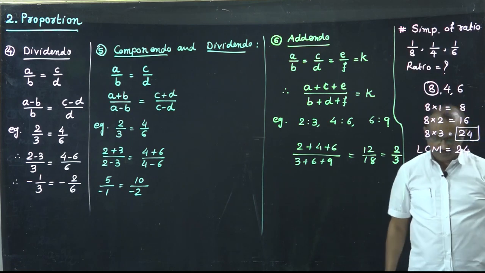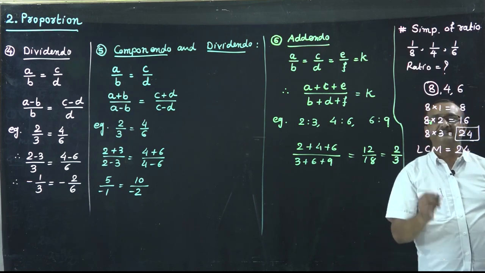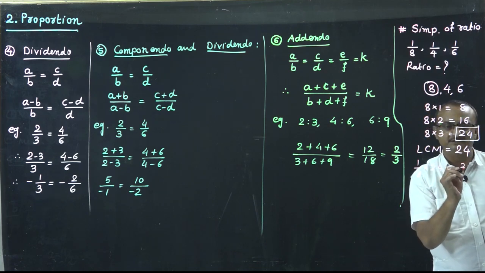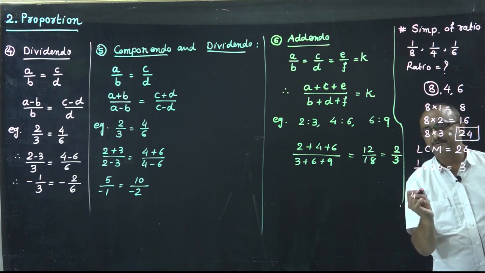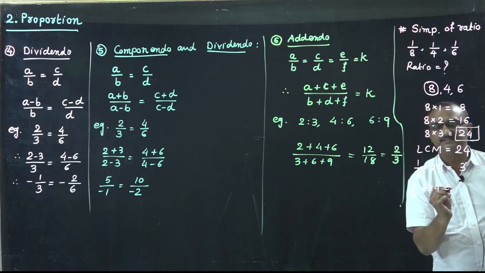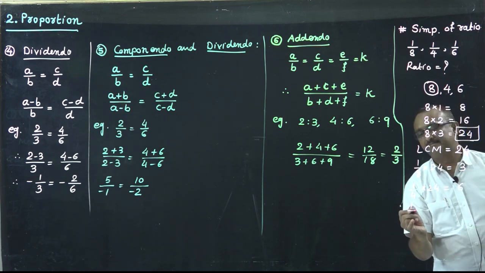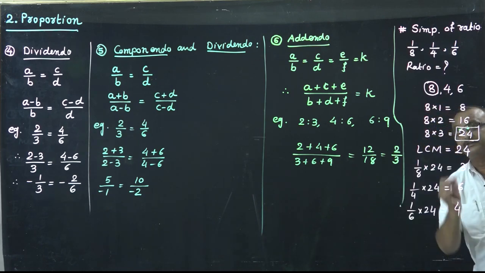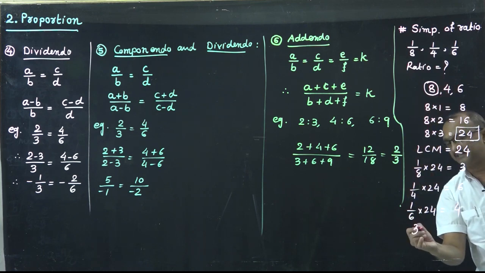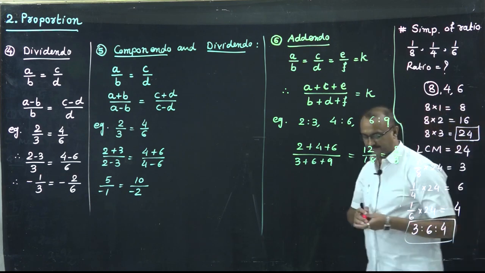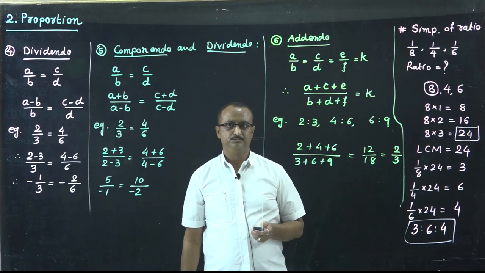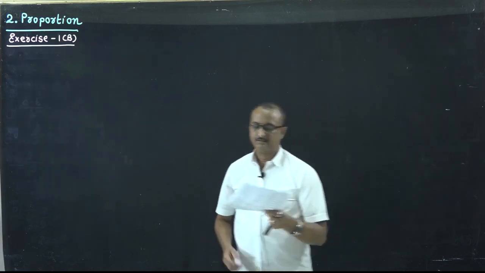Okay. Now we have to find the ratio. So 1 by 8 into 24 is equal to 3. 1 by 4 into 24 is equal to 6. And 1 by 6 into 24 is equal to 4. So the ratio of these three numbers is 3 is to 6 is to 4. Okay, so one new point we learn here: simplification of ratio.